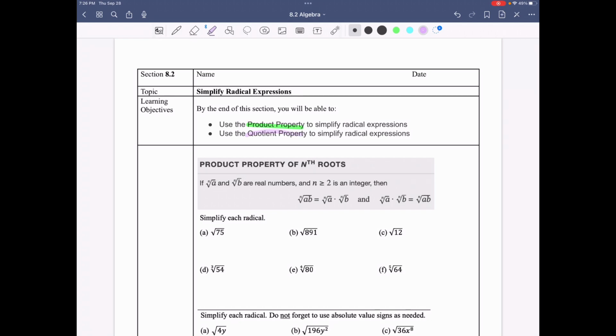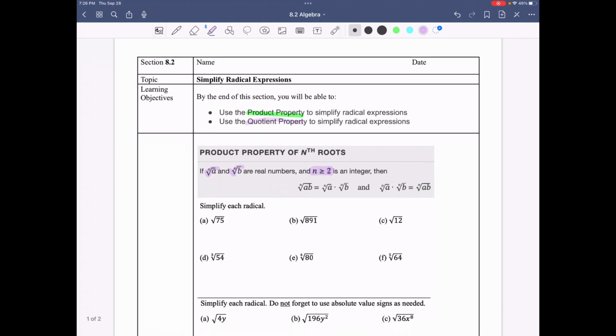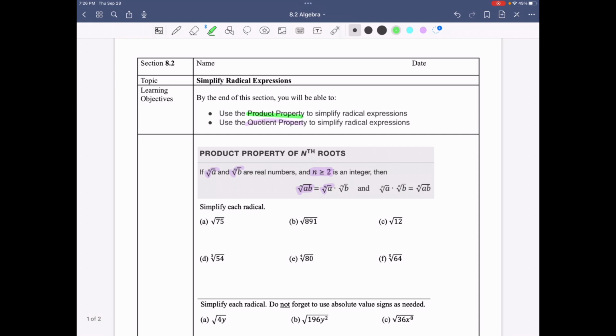Let's start with the product property of nth roots. If the nth root of a and the nth root of b are real numbers, and n is greater than or equal to 2, meaning that it's a square root, cube root, fourth root, something at least a square root, and n is an integer, then we can split the nth root of ab into the nth root of a and the nth root of b. And vice versa, the other direction, you get this.